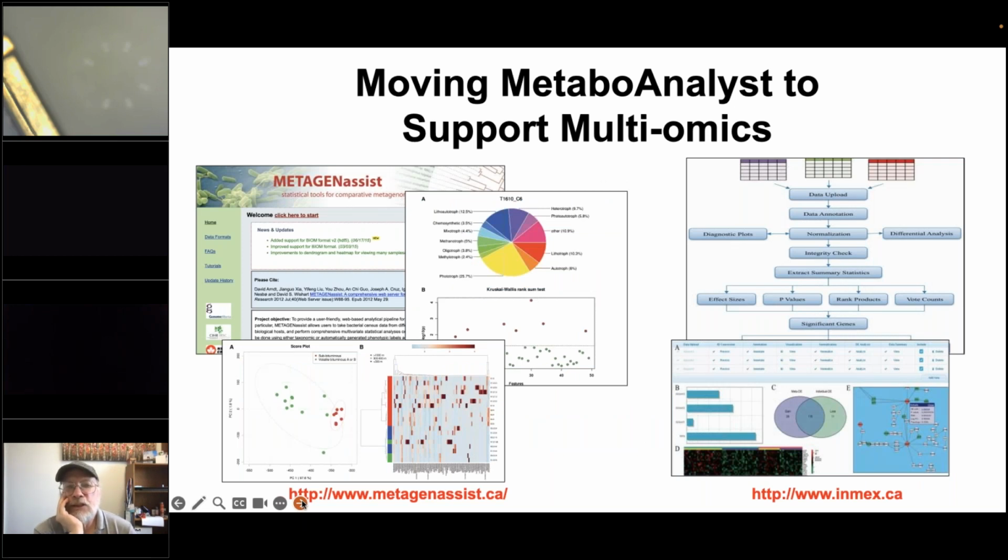These are just screenshots of what these tools can do and where you can, or at least used to be able to, access them. INMEX is now folded into another resource. Metagenassist is still around.